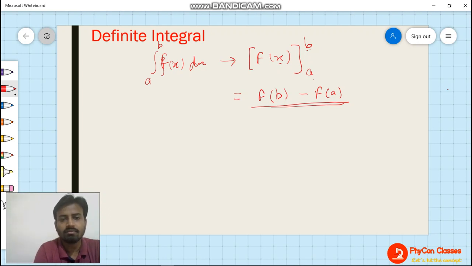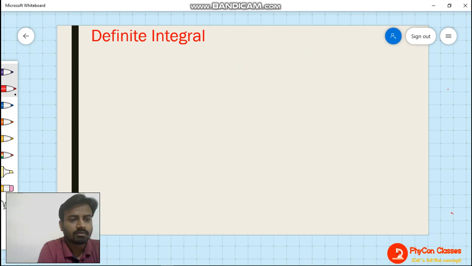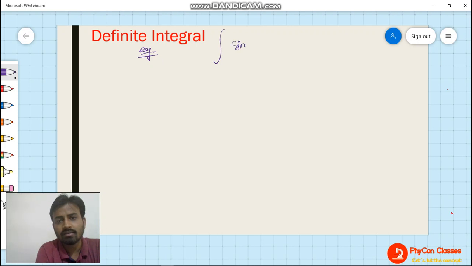Done? Okay. So I am rubbing it off. Now let us take an example. Here I am writing an example. Let's suppose we need to find the integration of sin x plus cos x dx, and the limits are from 0 to pi by 2.